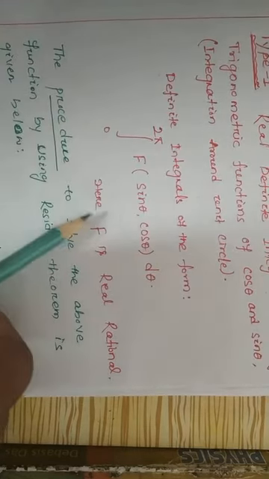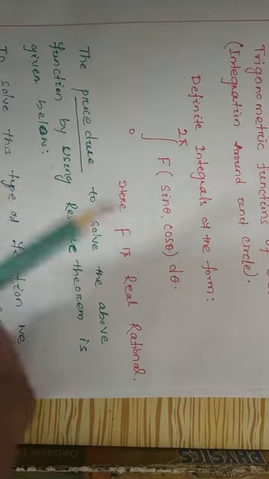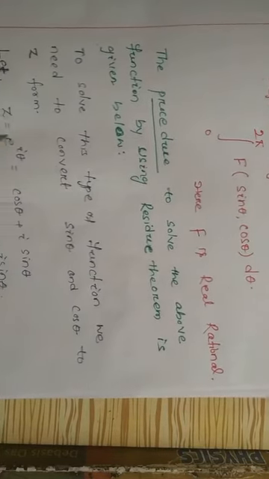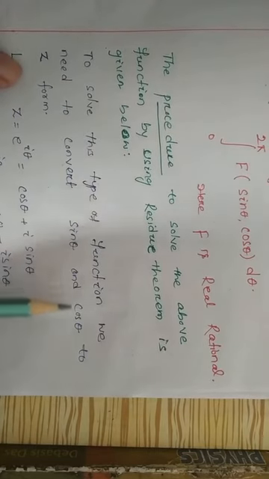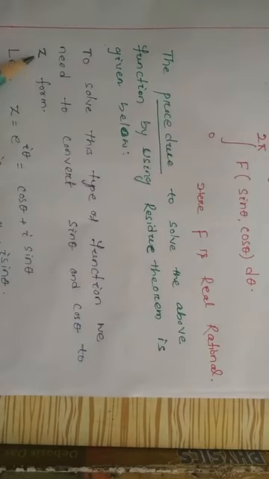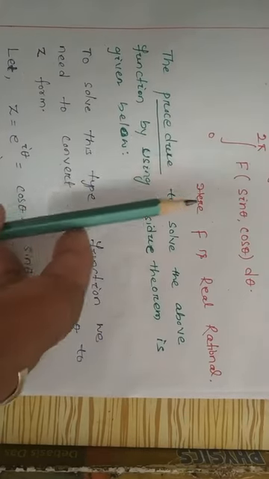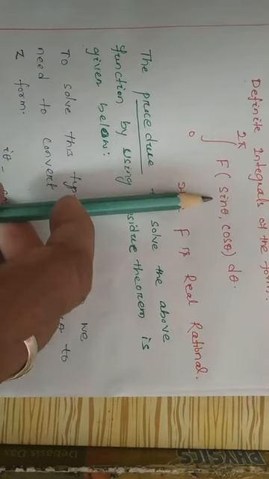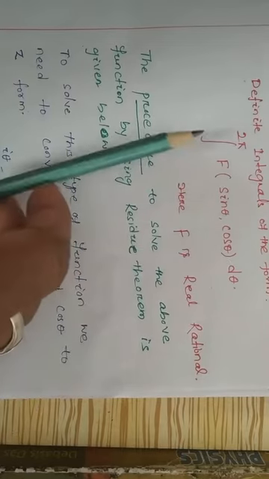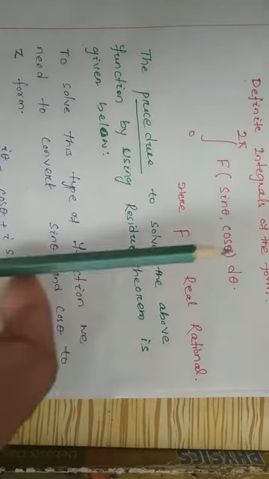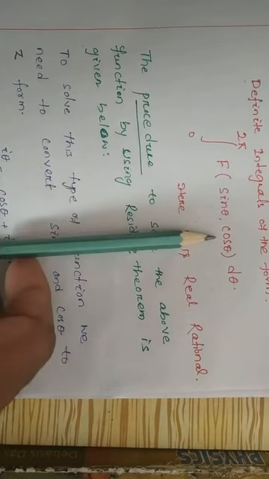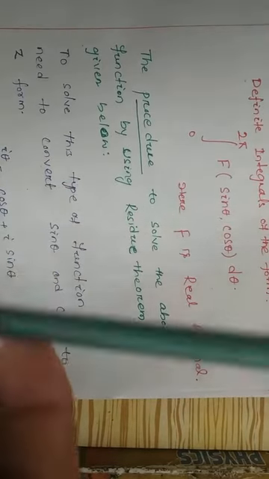The procedure to solve this first is to convert sin theta and cos theta into z form. So this function in terms of sin theta and cos theta, with limits 0 to 2 pi, we have to transform or convert into z form.